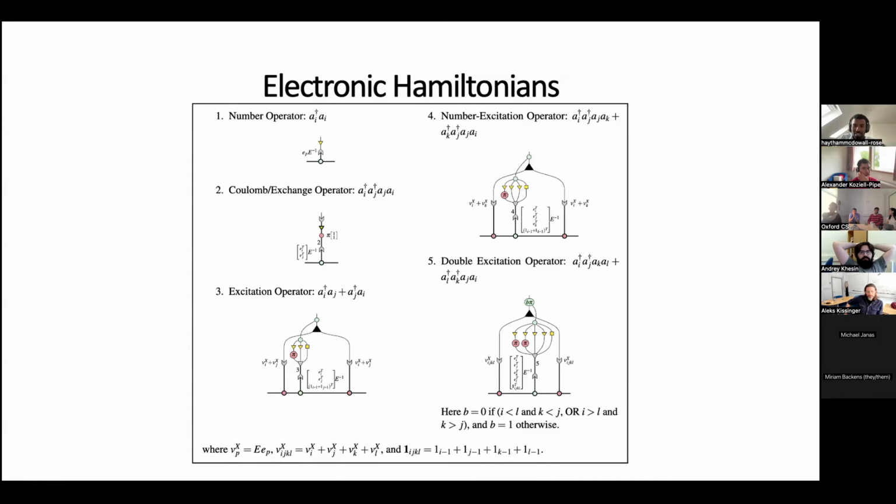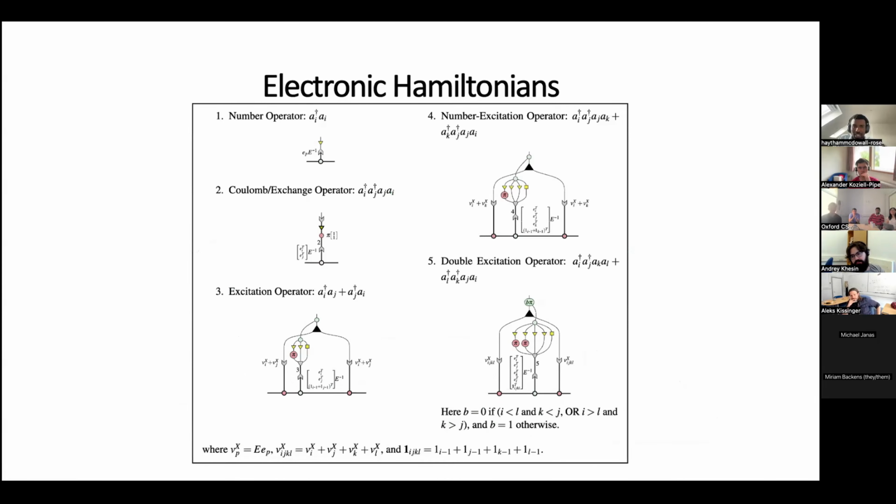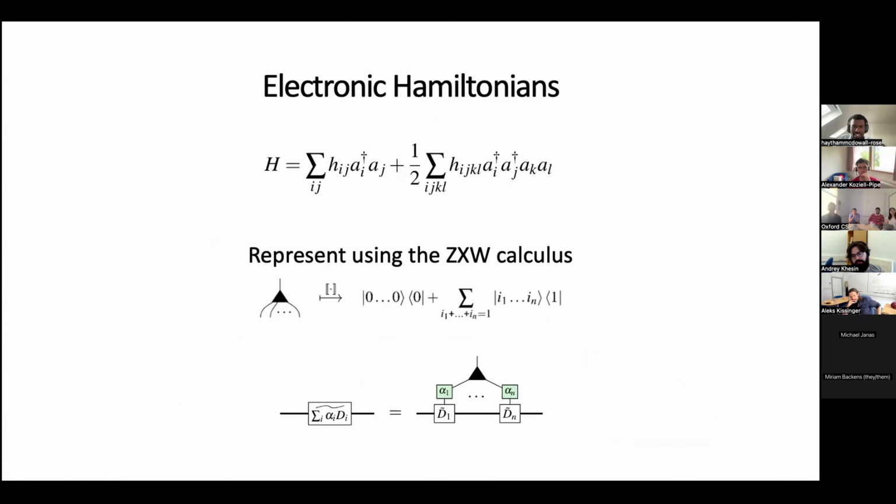For example, here's one I made earlier. It's the Hamiltonian for the hydrogen molecule under the Bravyi-Kitaev encoding. It looks like this. Is it pretty? Kind of. It's about as pretty as it would be if you wrote it out in Pauli strings, to be honest.